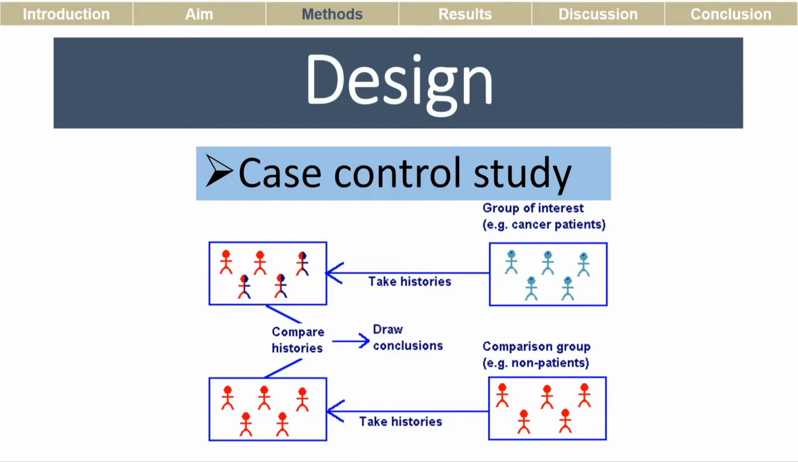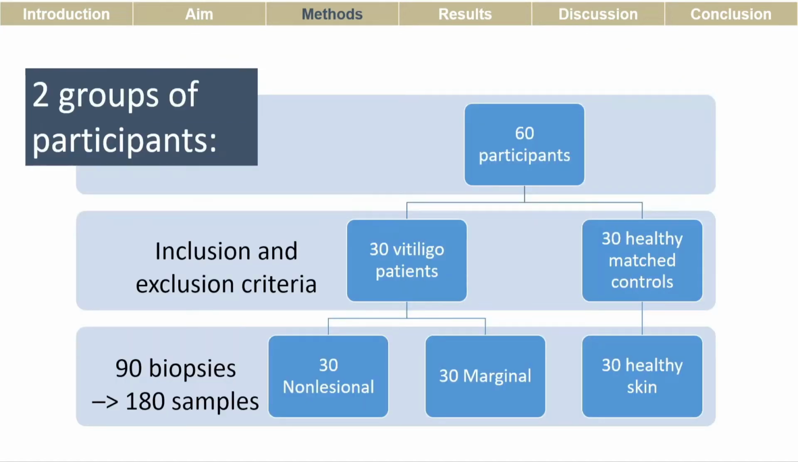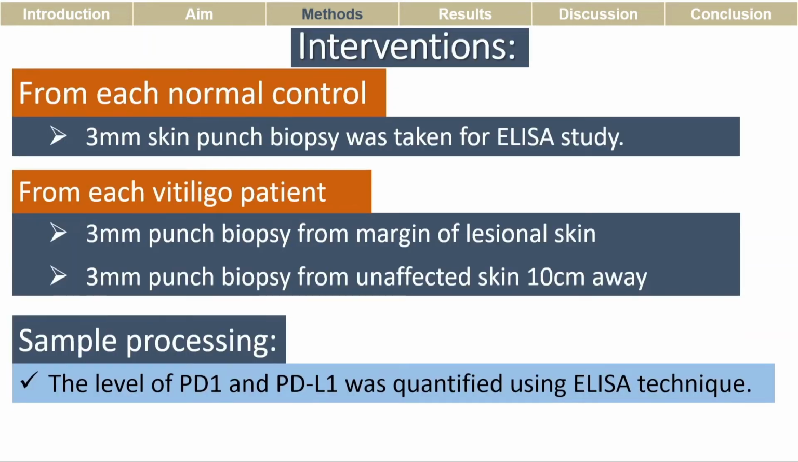So, we designed a case control study to quantify the level of PD-1 and PD-L1 in active vitiligo patients. We had two groups of participants, 30 patients with active vitiligo and 30 age and sex matched healthy controls. From each normal control, we took a 3 mm skin punch biopsy.